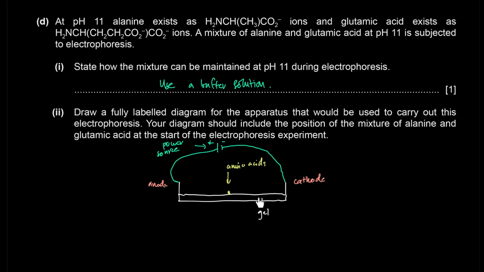Because this gel conducts electricity, we have a positive and negative terminal, so the negatively charged amino acids will move towards the positive terminal. The extent to which they move depends on the charge of the amino acids as well as the mass. The heavier the amino acid, the slower it will move. The greater the charge, the faster it will move. And if you add positive amino acids, they would move towards the cathode. Their position at the start is the center position, which I just labeled here. Amino acids, that's your sample.